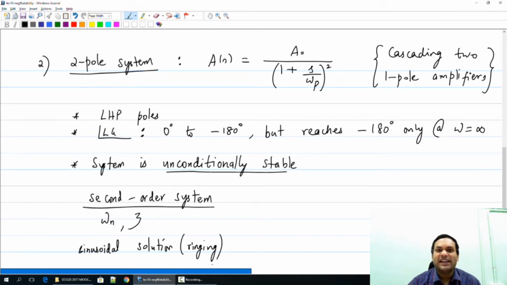So even though the system is technically stable, the transient response in closed loop could take a long time to settle. So that is a bad thing for us.